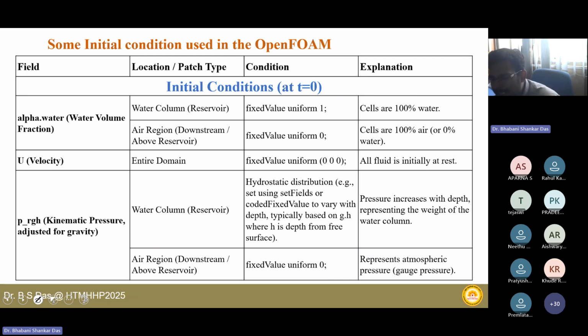Actually, we have taken around 45 minutes. Okay, so these are the alpha values for water volume fractions. For the initial condition, the fixed value is considered as 1, meaning cells are 100% water. We are considering this in the dam break tutorial. These are the default values already available in the dam break package, but we can change them according to our demand. So these are some boundary condition values.